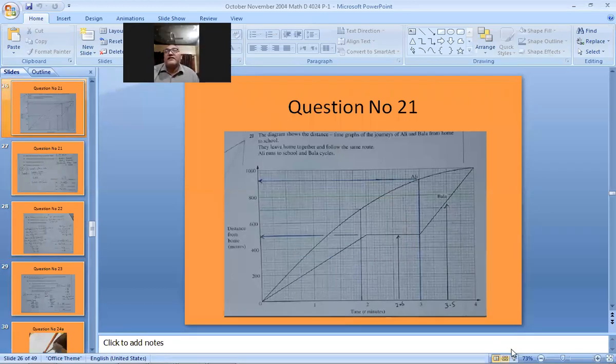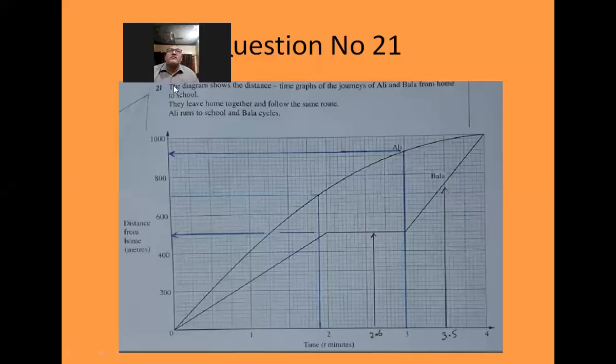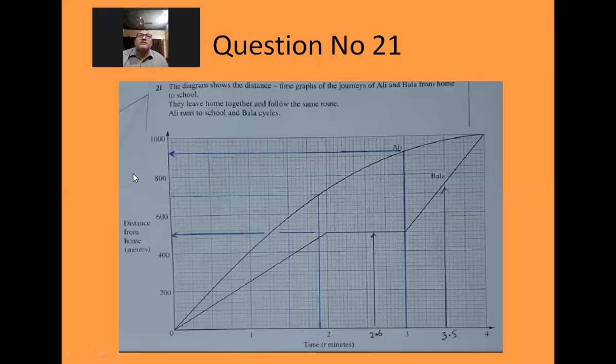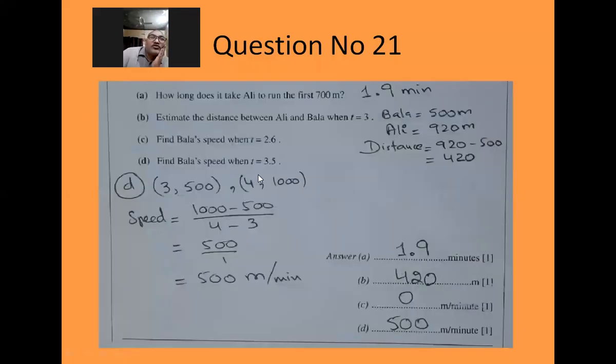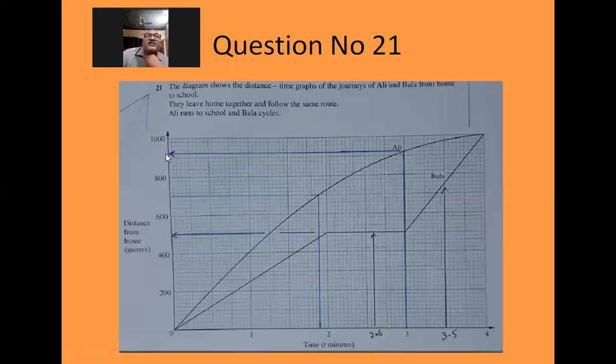The diagram shows the distance time graph of the journey of Ali and Bala from home to school. They leave together and follow the same route. Ali runs to school and Bala cycles. So this is the graph of Ali. What's the first question? How long does it take Ali to run the first 700 meters? So here we have the 700. From here, you go to the graph and check the reading. It's something like 3, when you go down.